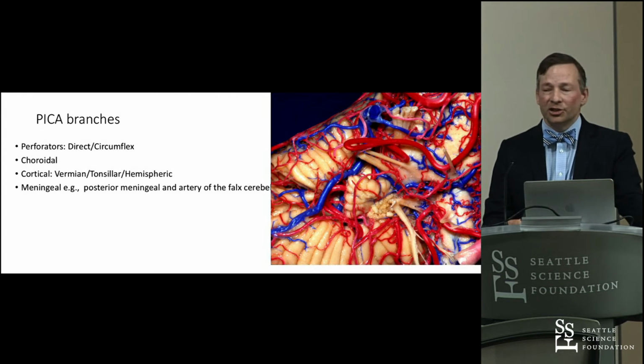We can also see a meningeal branch of PICA, and the one that's more commonly seen is the artery of the falx cerebelli that runs between the two halves of the cerebellum. What venous sinus runs with the artery of the falx cerebelli? Anybody? Occipital. So the occipital venous sinus.